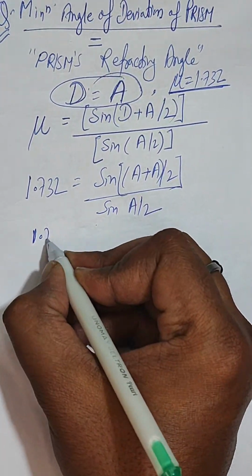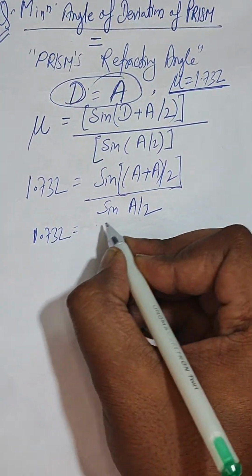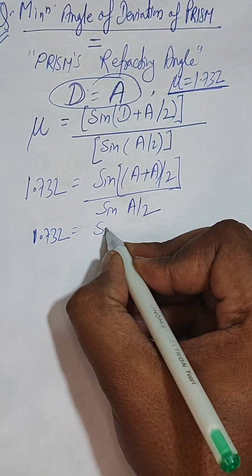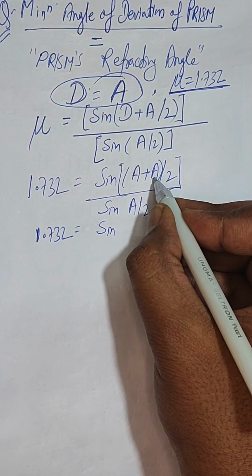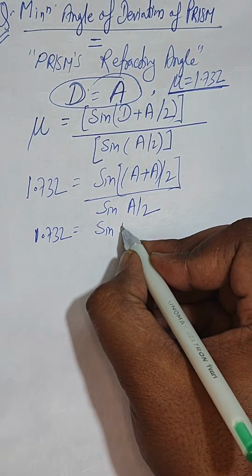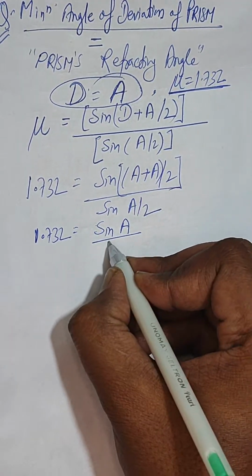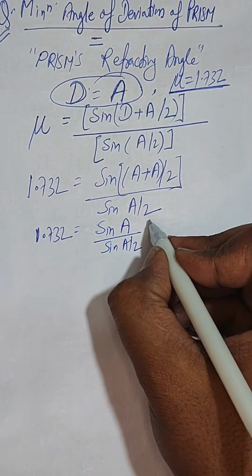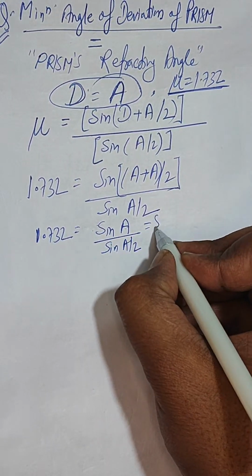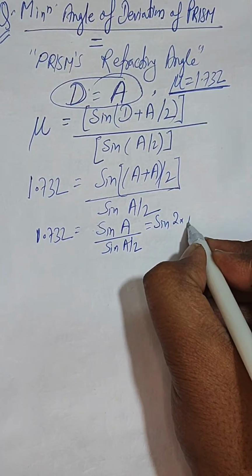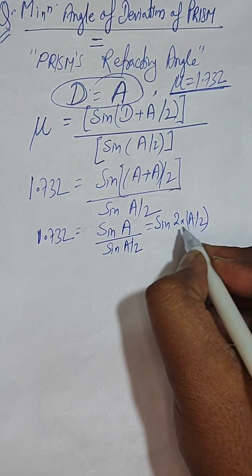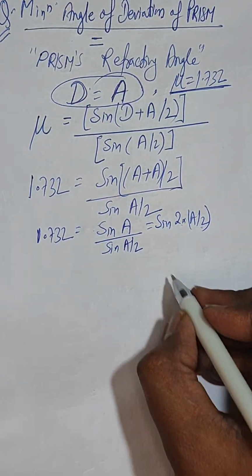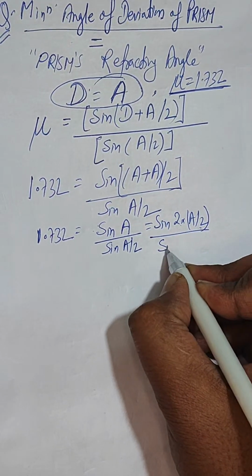This will give you 1.732 is equal to sine of A plus A becomes 2A. 2A divided by 2 becomes A. So sine A divided by sine A by 2. My dear friend, can we write sine A as sine of 2 into A by 2? Can we write it? 2 will be cancelled out, right? Why are we writing it?